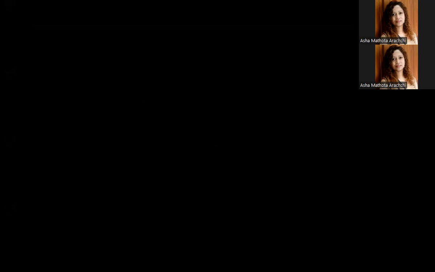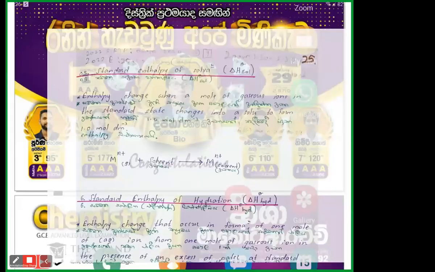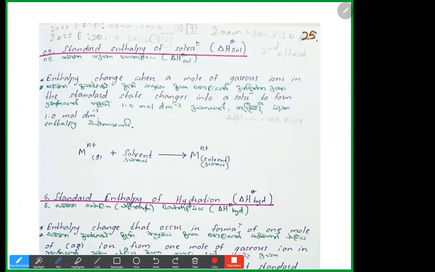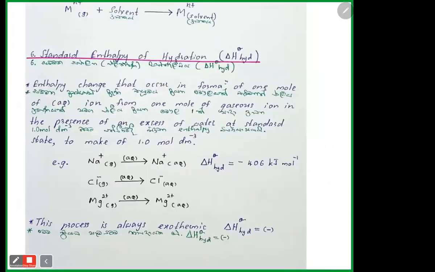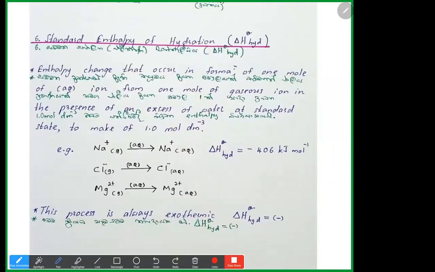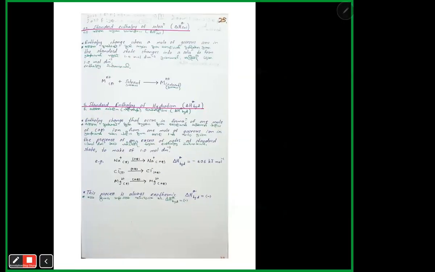Solvation means getting dissolved in some sort of a solvent. Whatever the solvent, we are writing here solvent, and this is ion. If the solvent is water, ions get solvated with water, that is hydration. Delta H theta SOV, delta H theta HYD, hydration. During the hydration, ions get hydrated. You can read and understand this definition.